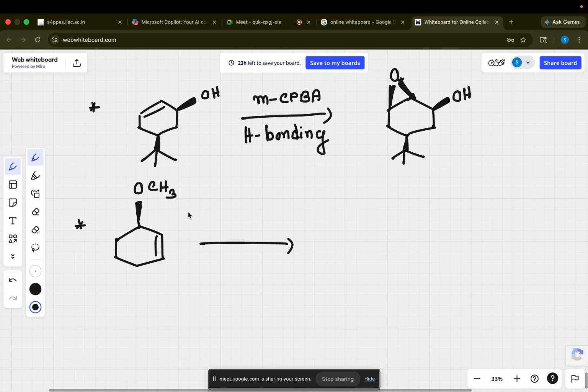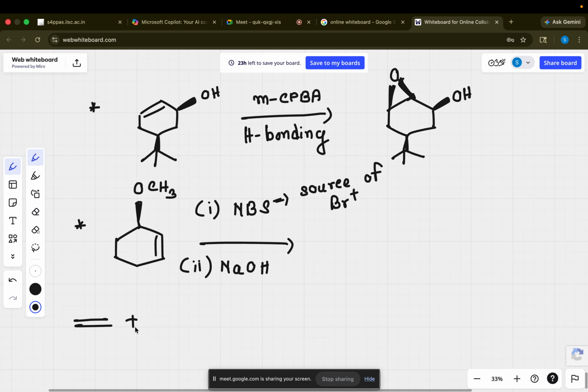Suppose you have this, and here you are using NBS, and as the second reagent NaOH. If you don't know NBS, it is N-bromosuccinimide, which is basically a source of Br plus, the bromine electrophile. So you can think of it like this: you have a double bond and you are using a bromine molecule. I think in class 12 you have read that if you have a double bond and bromine, a cyclic bromonium complex is produced, right?